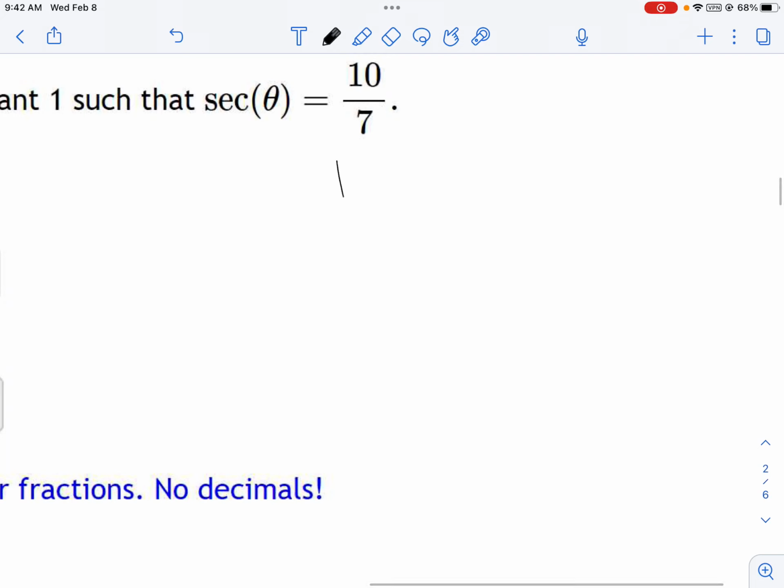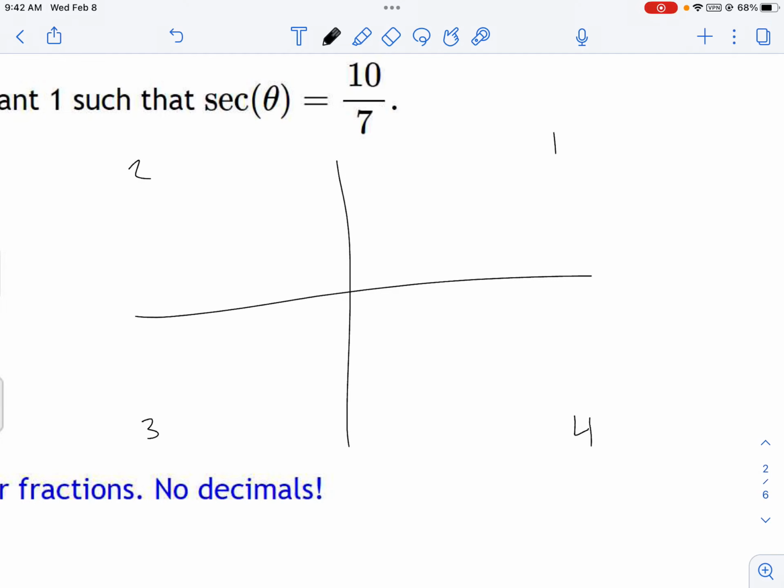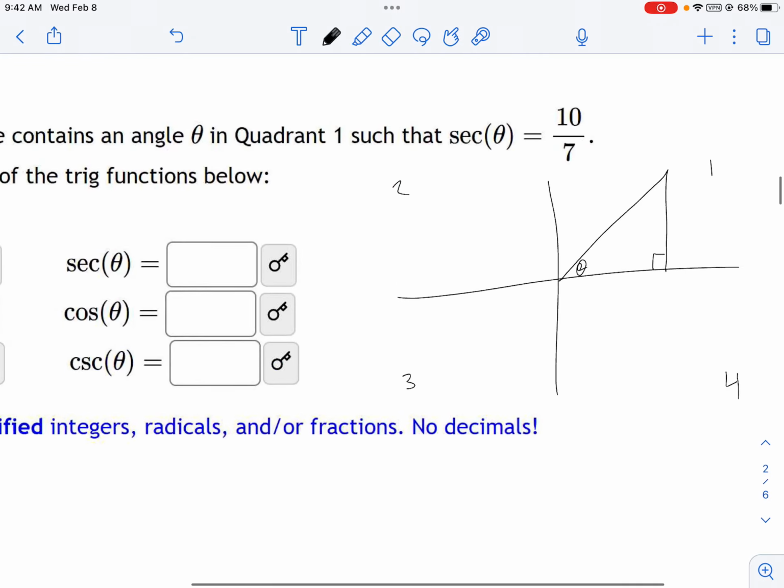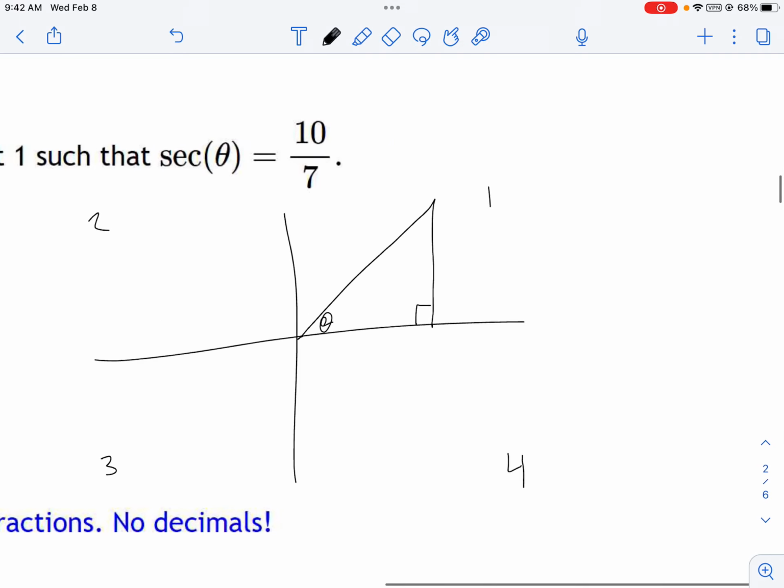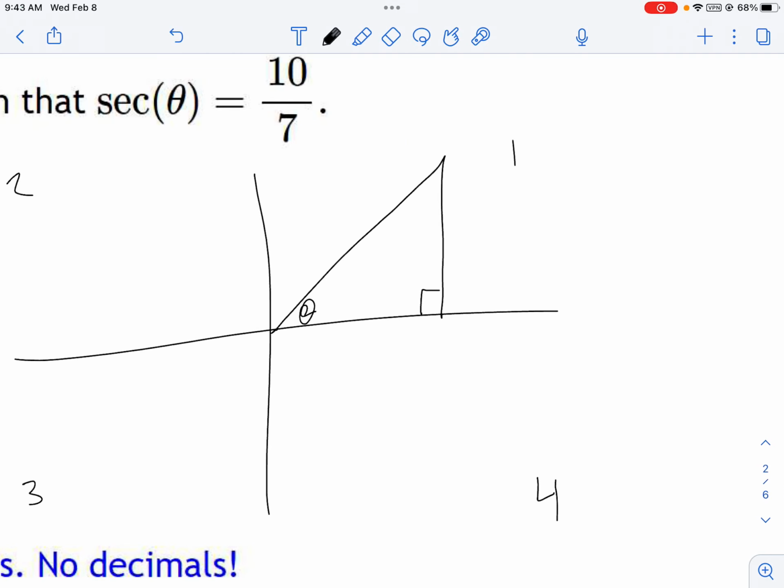So first off, in case you forgot, quadrants in math is your coordinate plane, right? If you use the x and y axis, it cuts it into 4 sections, and these sections we call quadrants. So it goes 1, 2, 3, and 4 counterclockwise. So this is your triangle in quadrant 1. Theta is always closest to the origin. Alright, so here's your triangle. Now we have our right triangle. Let's fill in some information.